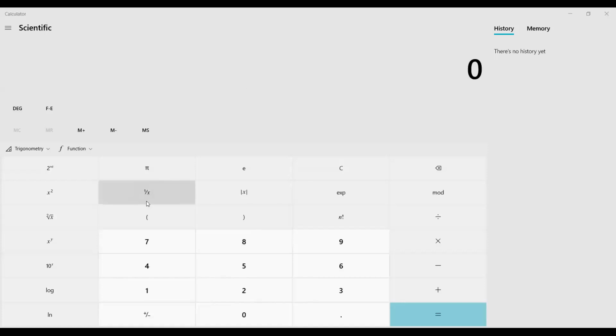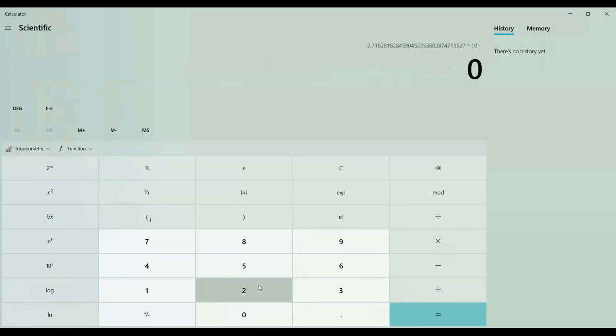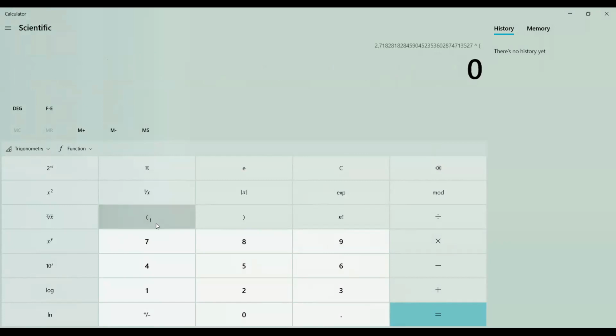I will show that in the calculator. So e to the power minus 2 you have to take. This is e to the power, open the bracket, minus 2, close the bracket. Okay, sorry. So e to the power minus 2, okay, I'm not showing the answer. In just a minute, I'll show you.